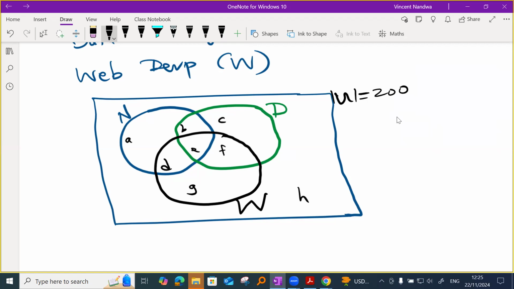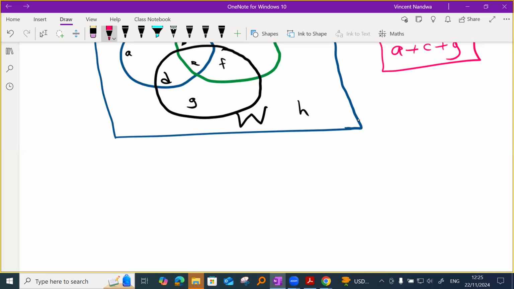So which parts are as per our labels? A, G, C. Those alone, right? So the question we have to answer is what is the value of A plus C plus G. This is what you need to find. According to this question, A plus B plus C plus D plus E plus F plus G plus H, how much do we put? 200, that's the total.